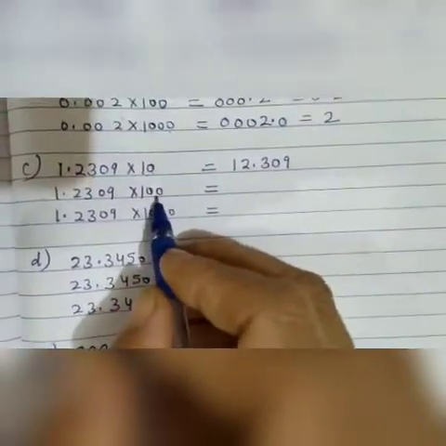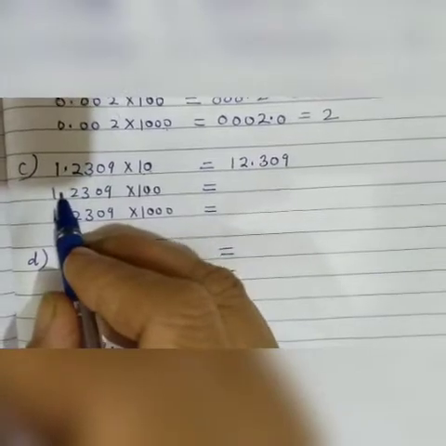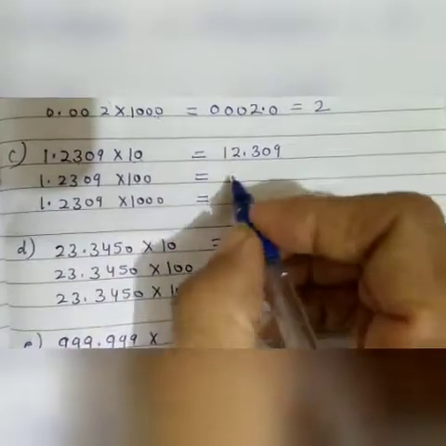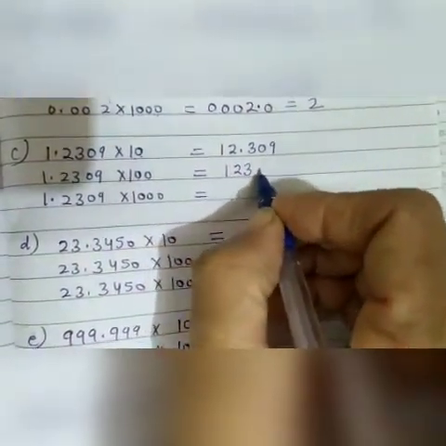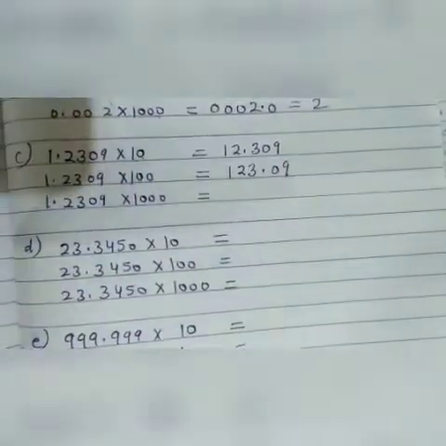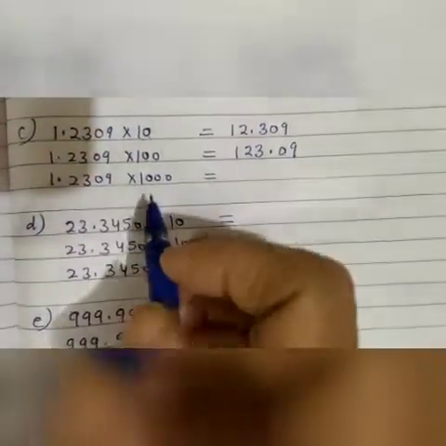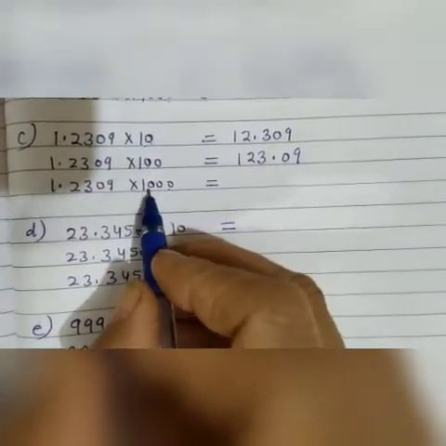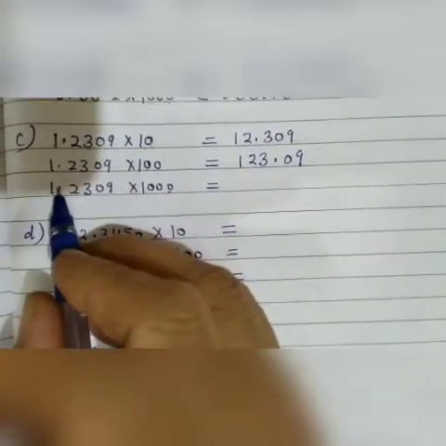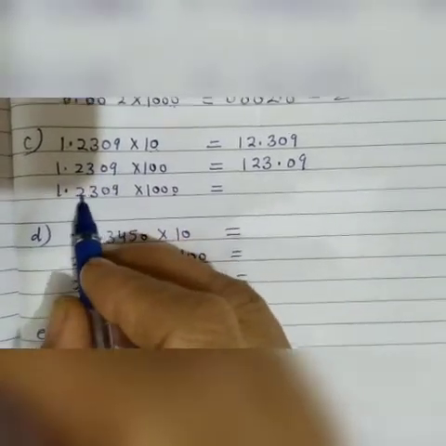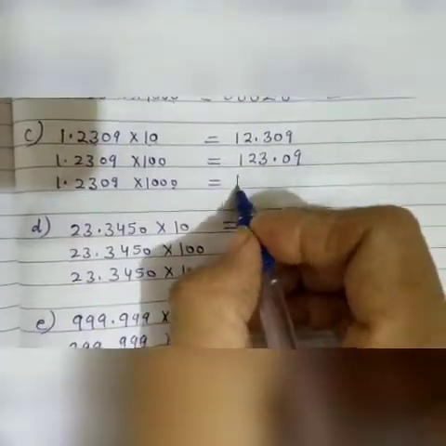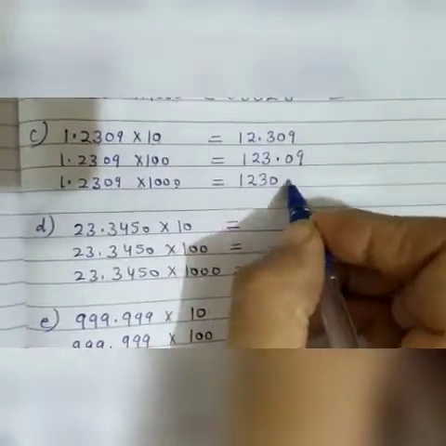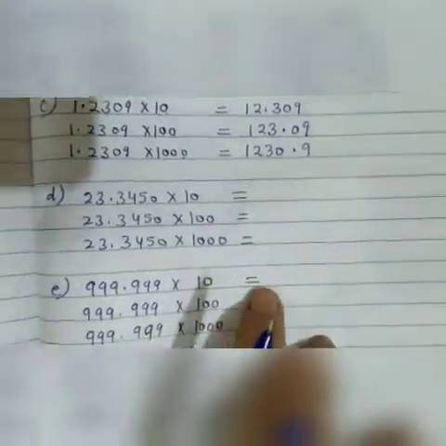Next, after 1 how many 0? 2 0. This time this decimal will be shifted 2 places this side. Means 1 2. Decimal will be here. It will become 123.09. Next, 1.2309 into 1000. After 1 how many zeros? 3 zeros. So this decimal will be shifted 3 places this side. 1 2 3. It means 1230.9. Clear?